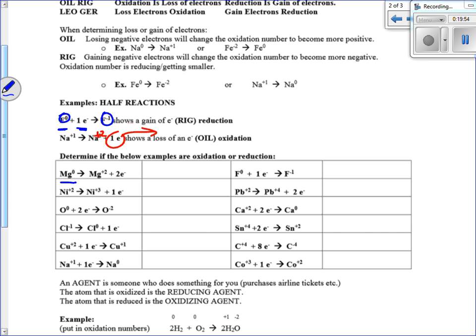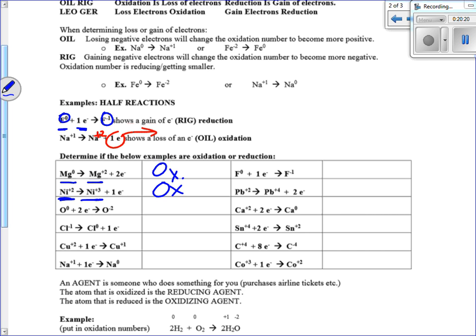My charge before is a 0. My charge after is a +2. Am I being oxidized or reduced? Oxidized, because I'm becoming more positive. So this is the oxidation. Looking here, starting at +2, going to +3. Am I becoming more positive or more negative? Becoming more positive, I'm being oxidized.